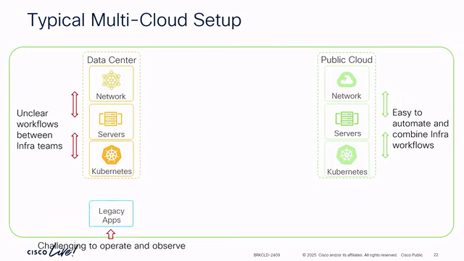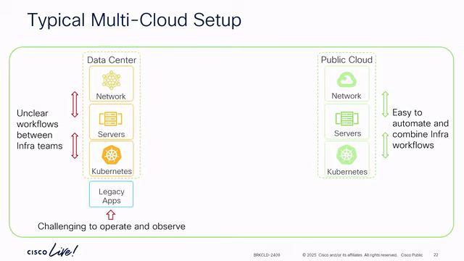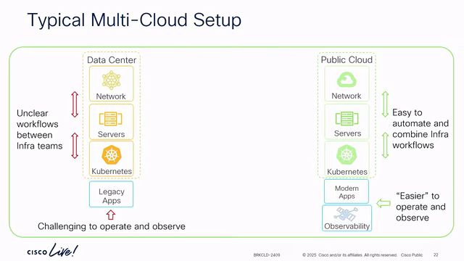The cloud, everything's looking much better. It's easy to automate, and typically the legacy applications are running on-premise. The modern applications, which are easier to operate and observe, are running cloud-native in the cloud. And there's not really much integration between the two. We maybe have a direct connect, we have connection, but we're not having much workload mobility.